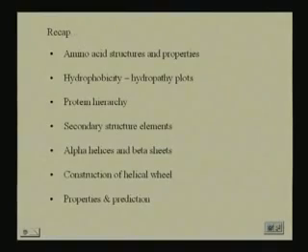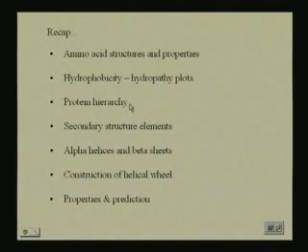Okay, we complete our discussion on protein structures today, and just to recap on what we've done so far, initially we studied the different amino acid structures and their properties. We considered hydrophobicity as the most important property of amino acids and constructed hydropathy plots to determine which regions of the protein amino acid sequence are actually hydrophobic in nature, which would occupy the core of the protein.